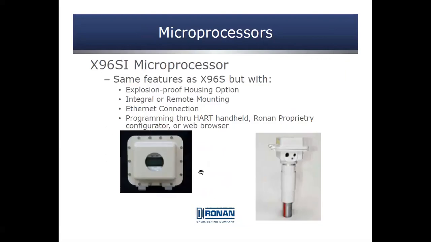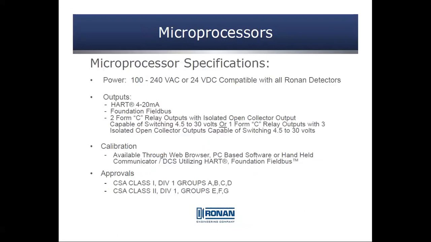The other style is what we call the X96SI. The difference here is it comes in an explosion-proof housing, and it's programmable through a HART handheld device, our proprietary configurator through the computer, or a web browser. Both of the products either offer AC power or DC power. Here are the outputs. Calibrate through the web browser or through the software and have CSA approval.